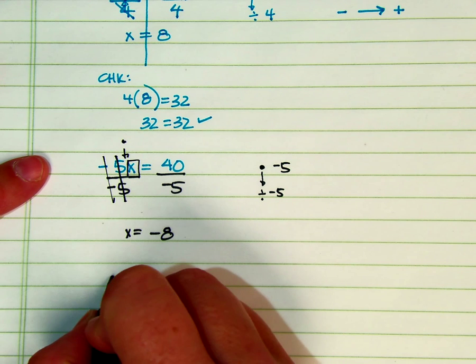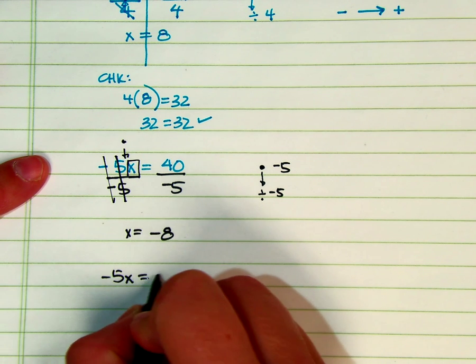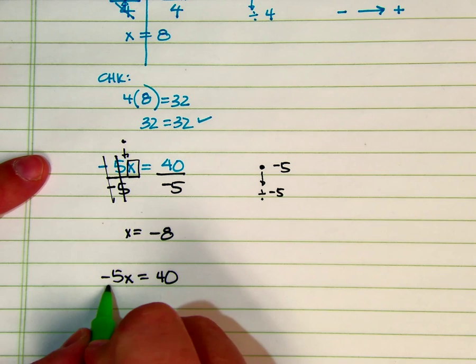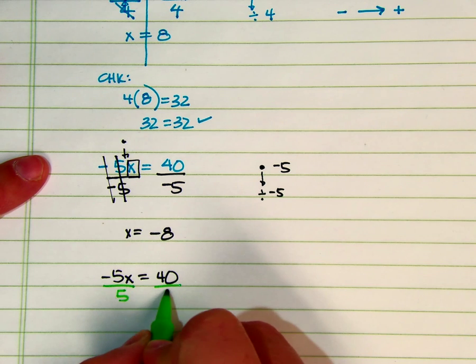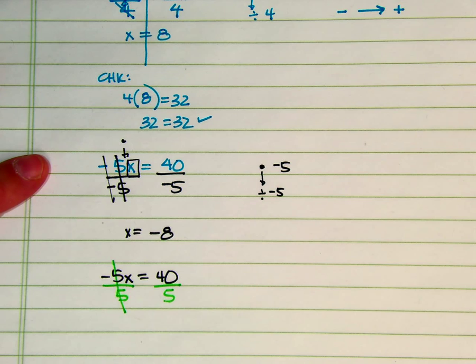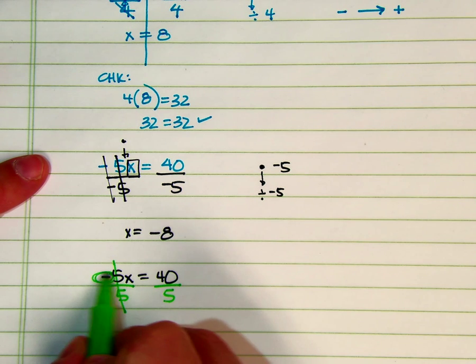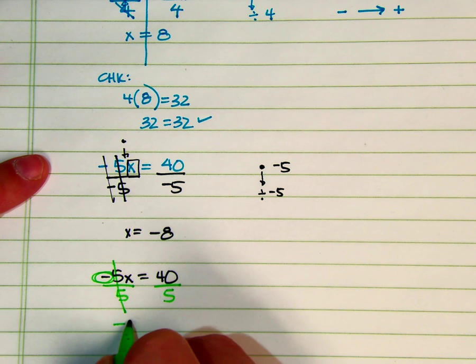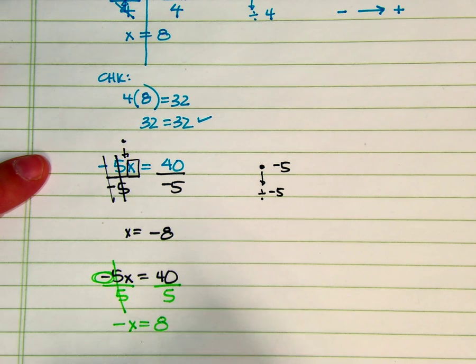If you don't divide by a negative, which is a very common error, and you divide both sides by 5 instead, look what happens. The 5's cancel each other out, but you still have this negative hanging out there. So then you would end up in the next step with negative x equals 8.